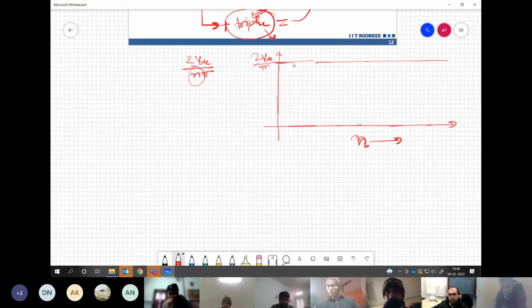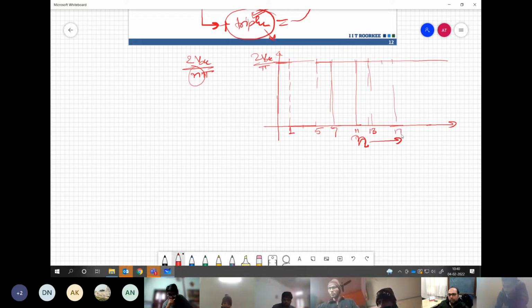So we have first here, and then third may be missing, so we need not draw. Then we will have fifth, we will have seventh, then again ninth will be missing, then we will have 11th, then 13th, then 15th is missing, so we have 17th, then 19th, and every harmonic is basically divided by this harmonic number n.